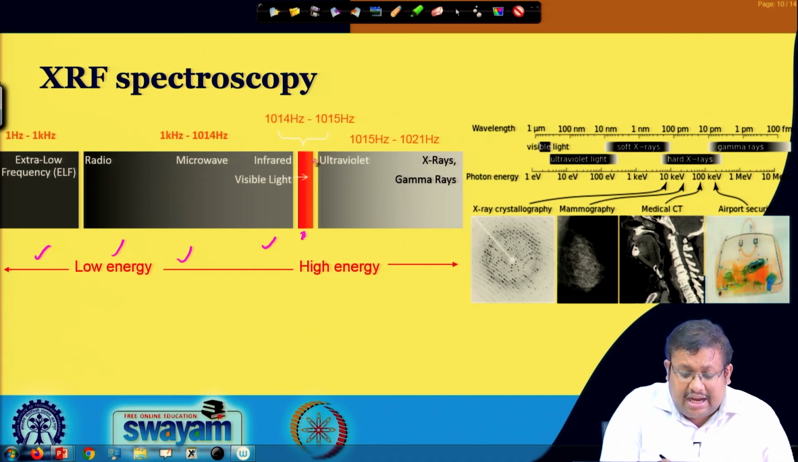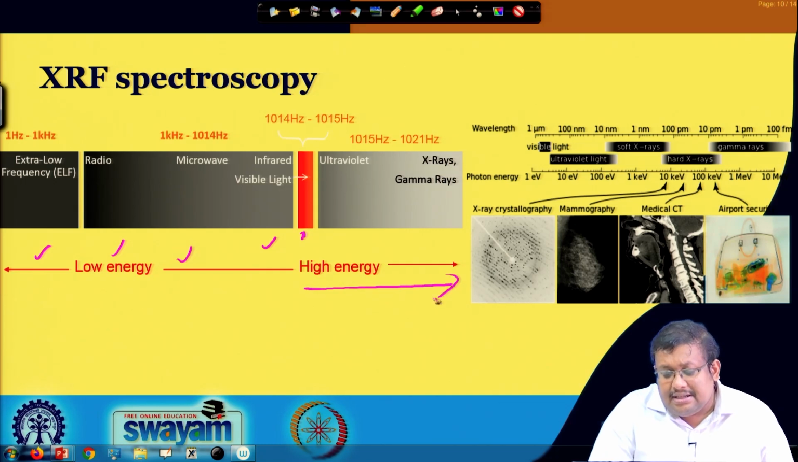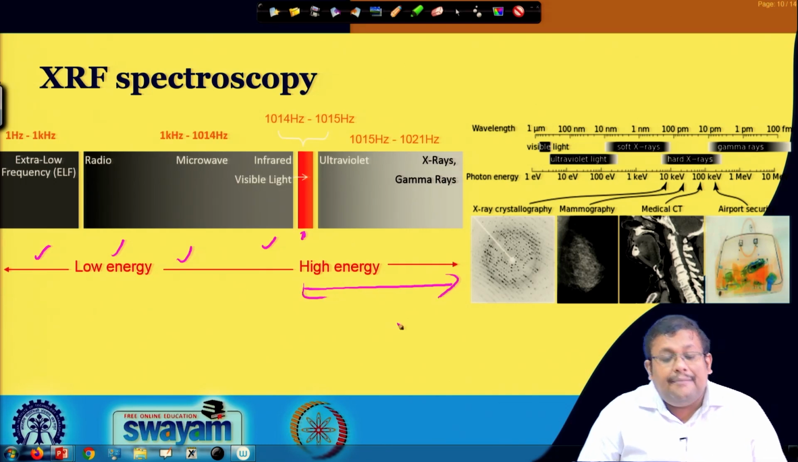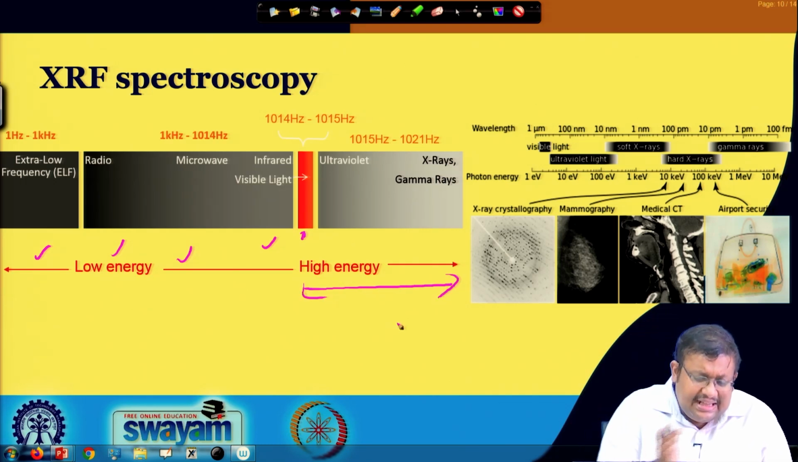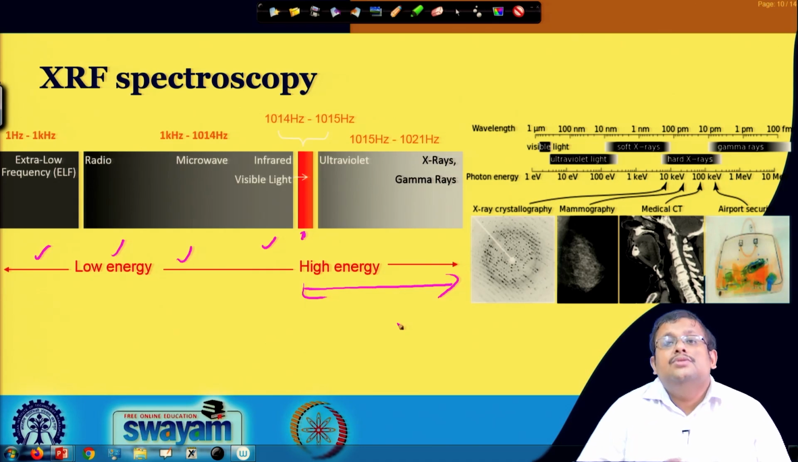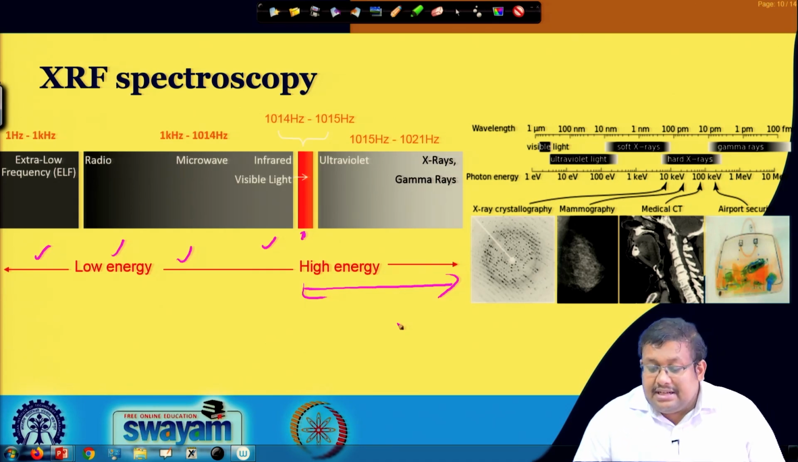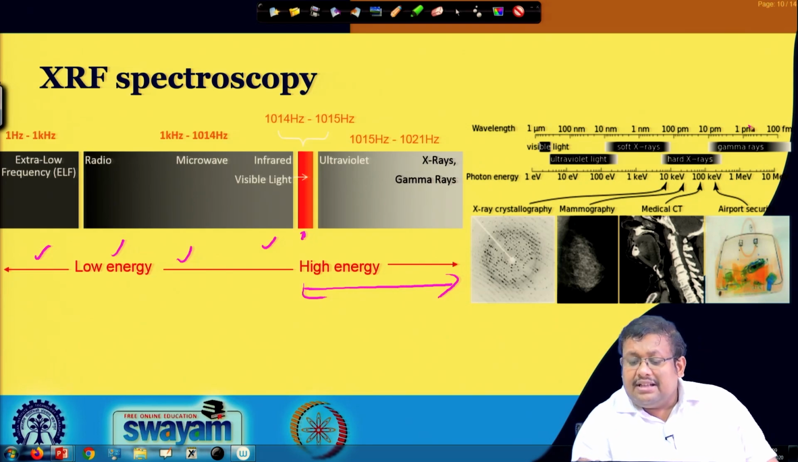So, ultraviolet, X-rays and gamma rays come under high energy radiation, and then infrared and microwaves go towards the low energy radiation. Now, different types of X-rays are there. After the gamma rays, the next we get are the hard X-rays, and hard X-rays you can frequently see in airport security scanners.